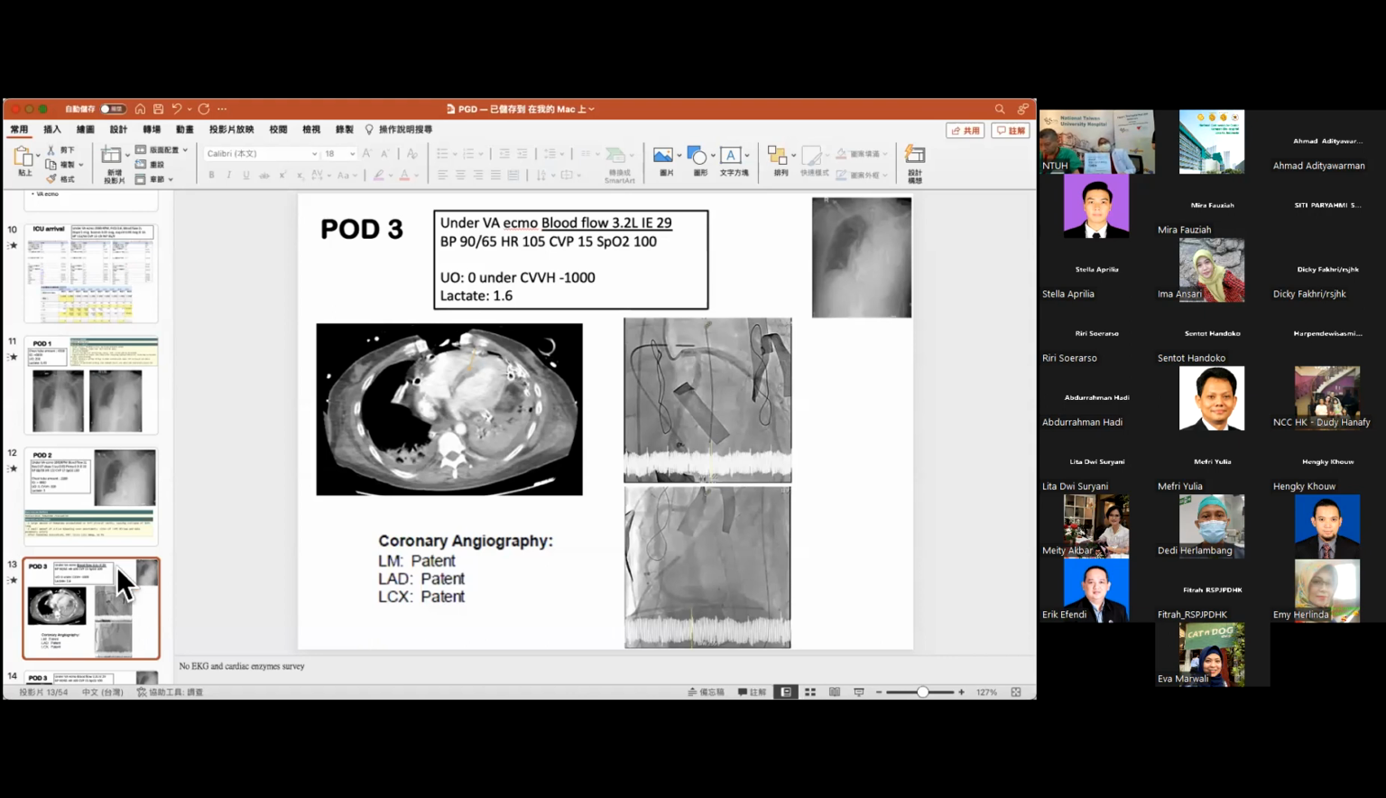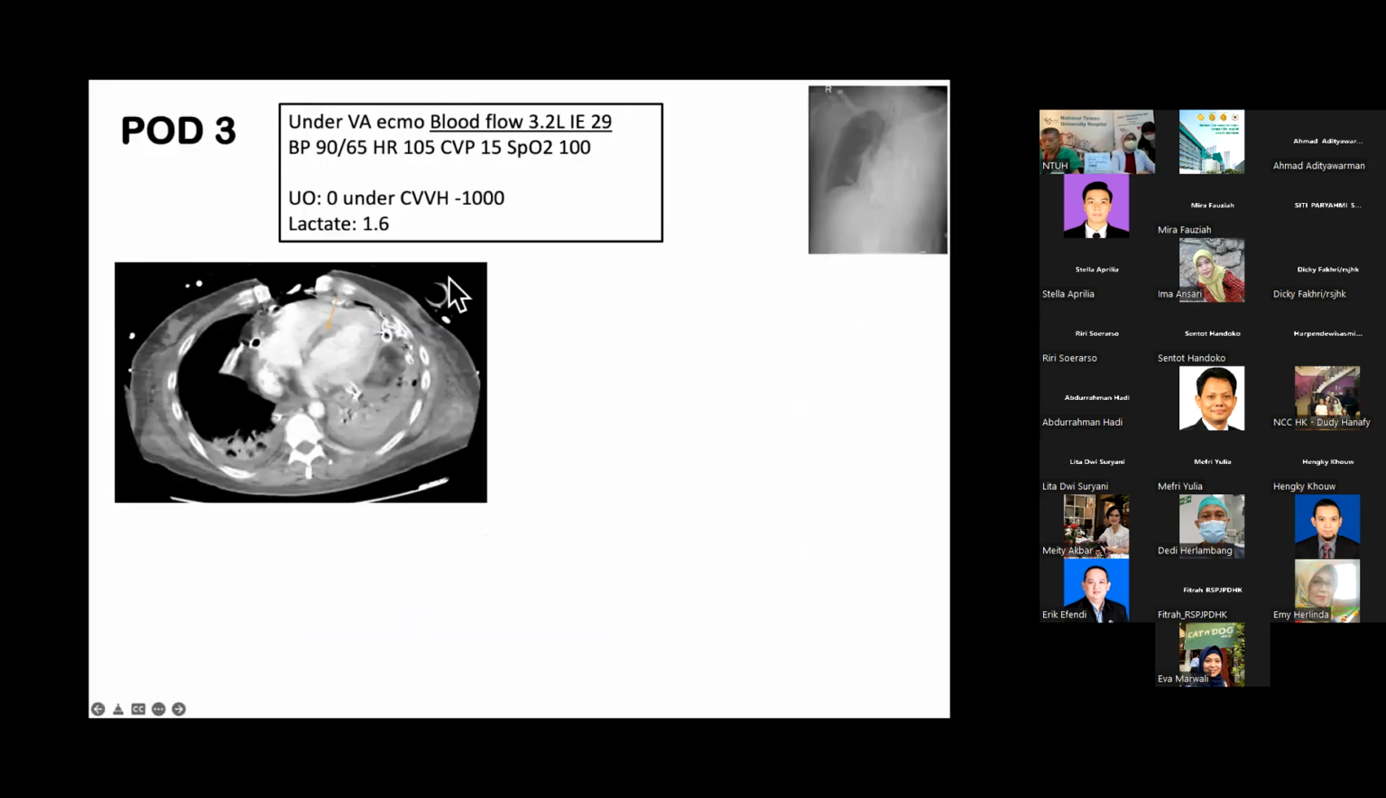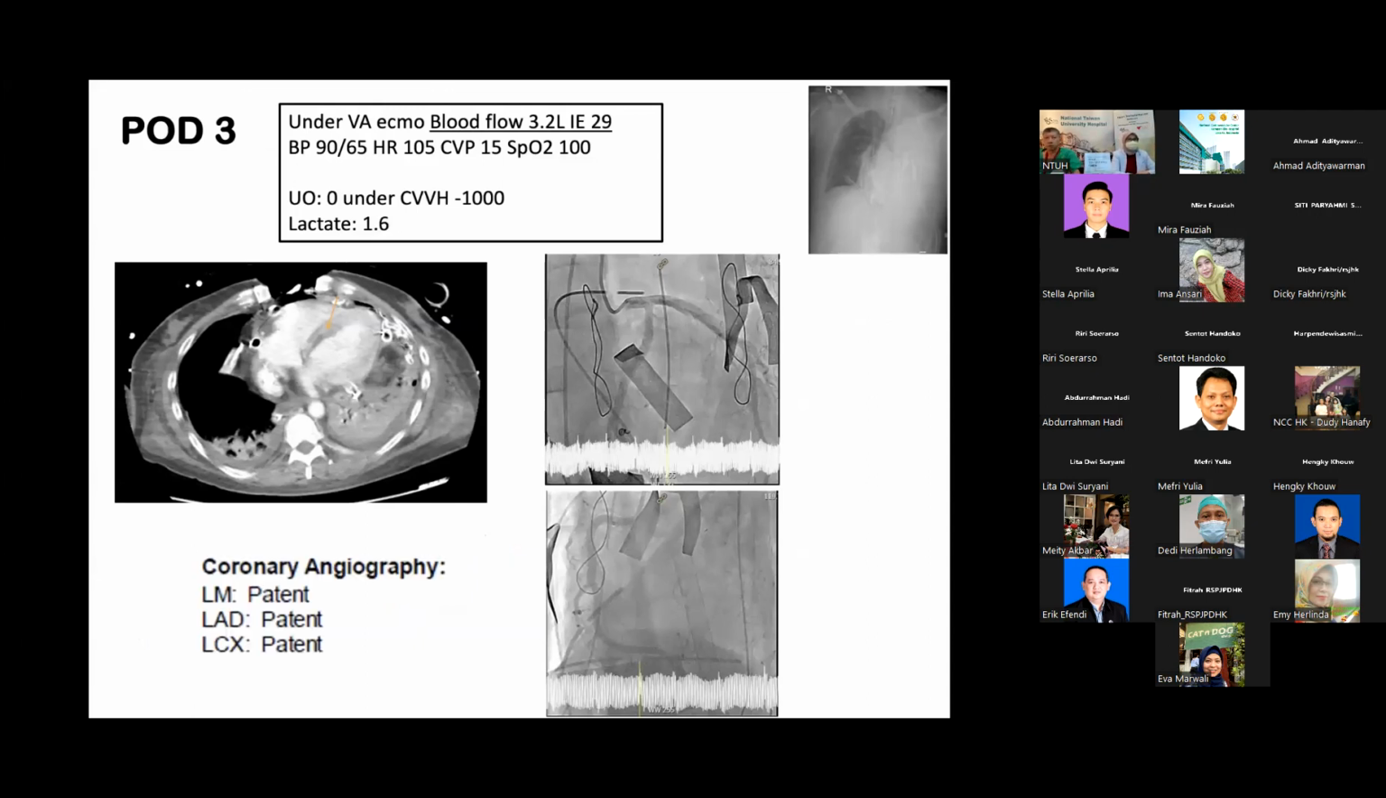Okay, so we do the angio. There is no problem on the coronary angio. That's why we say, okay, the only thing we can do is just wait until recovery, or wait for retransplantation.